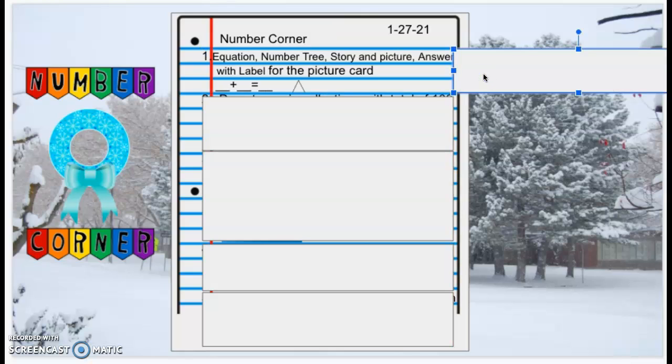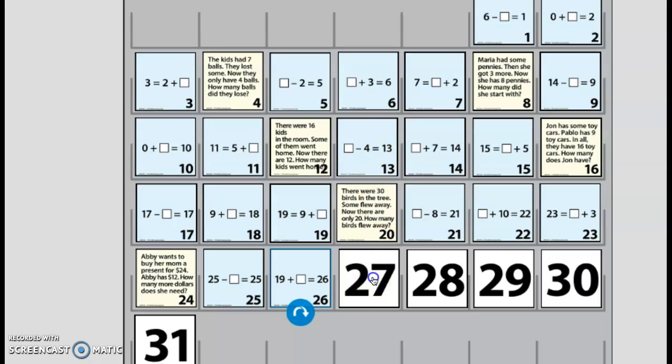Our first job is we are going to write the equation, number tree, story, picture, and answer for the calendar piece. So when we look at today's calendar, it is January 27th, so I'm turning over today's card, and they have the equation for me. So 27 equals 7 plus box. Please write that down. 27 equals 7 plus box. Press pause if you need more time.